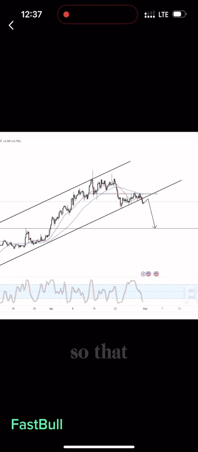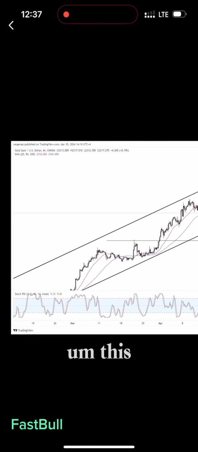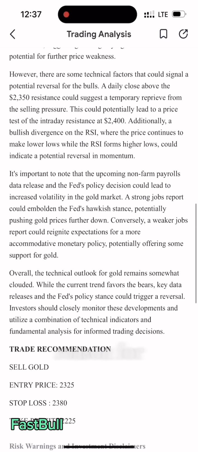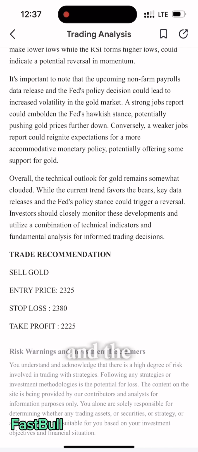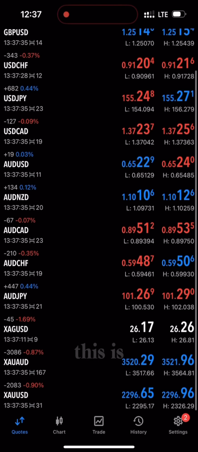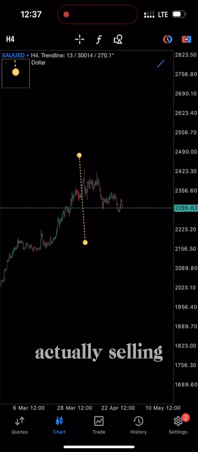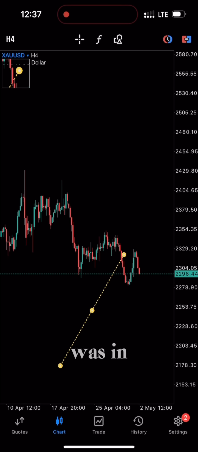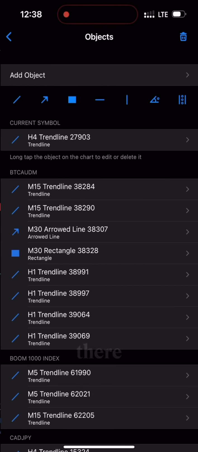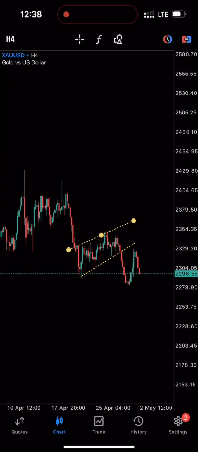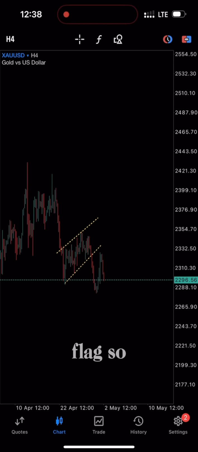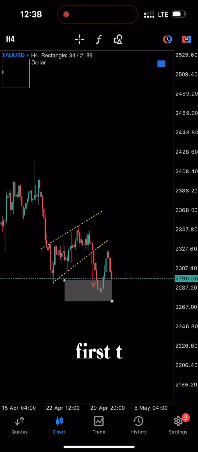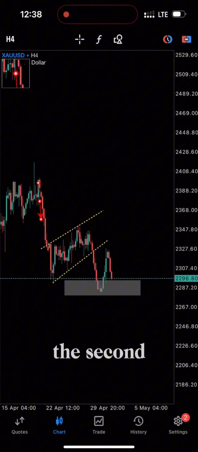Okay, I started to zoom in so that we can see clearly. This is the H4. So these are the notes if you want to read the reason for the sell. So they sell gold, and the price is there, and the stop loss. Let's check if this is accurate, if it's actually selling. It seems as if from that moment the market was in an uptrend, and then it changed direction for a bit there. So we are drawing our trend lines. Now we have a bearish flag. On our bearish flag, I can notice that the first TP was reached. Now we go for the second TP.